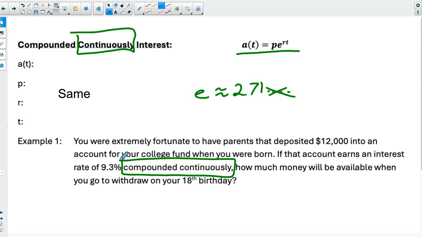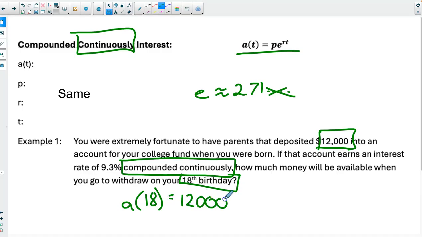So let's start filling out pieces we know. P is our starting amount. In this case, we have parents that deposited $12,000 into an account for your college fund. So that means our principal is $12,000. We also know this is going to be for your 18th birthday. So we're looking at 18 years when we do this problem. So I'm going to have A of 18 is equal to my principal, which is 12,000. Then I go ahead and I put E. And then we got RT. Now T is 18, but what is R?